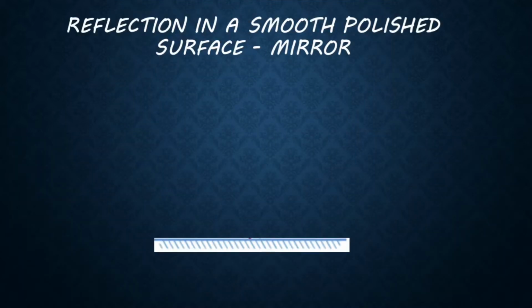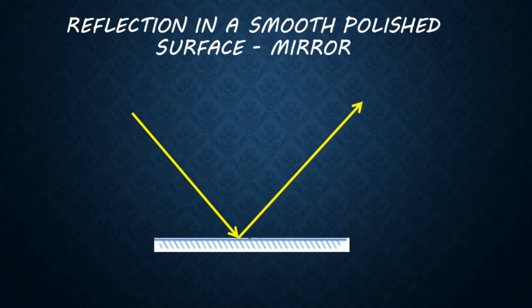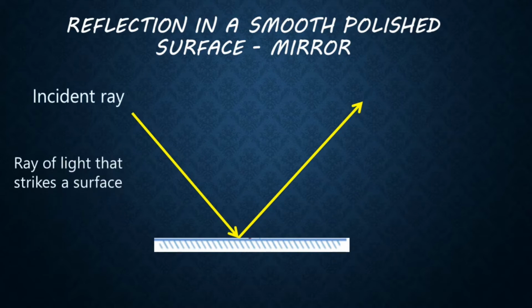In this video, let's concentrate on reflection from a smooth polished surface. A smooth polished surface means immediately a mirror comes to our mind. So, when a light ray falls on the mirror, it easily gets reflected back. The light ray that falls on the mirror is called the incident ray. So, we can define incident ray as a ray of light that comes or strikes a surface. The point at which the incident ray strikes the surface is called the point of incidence.